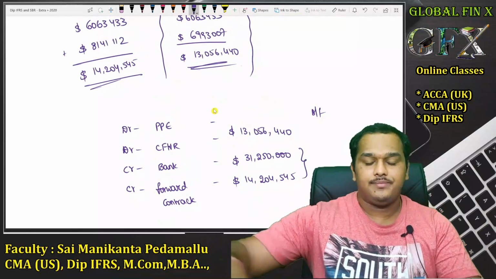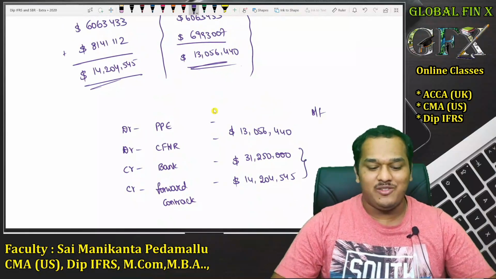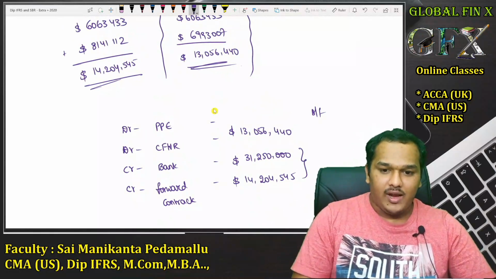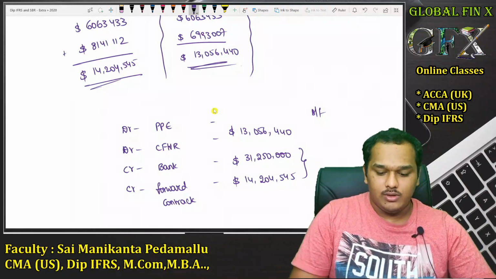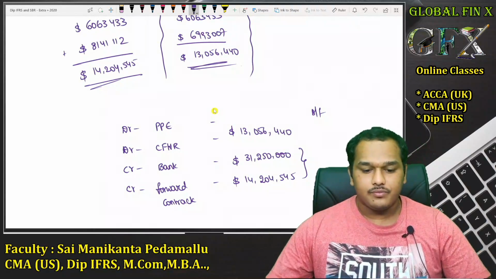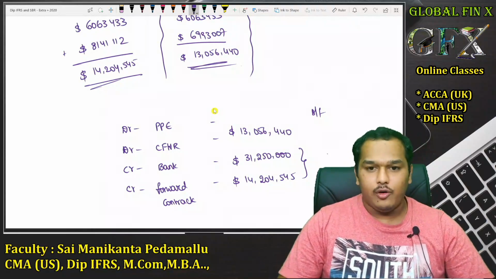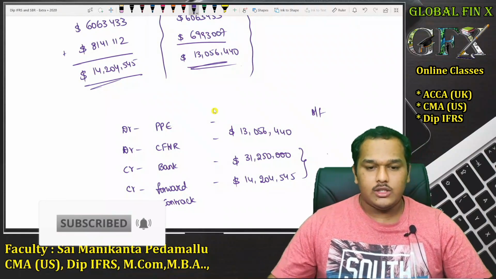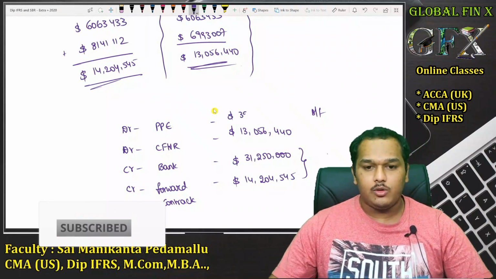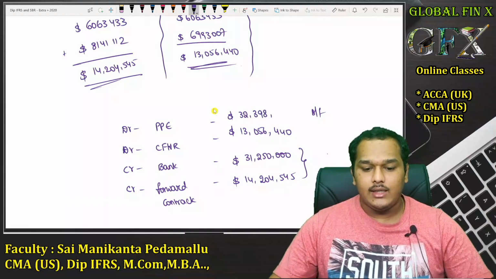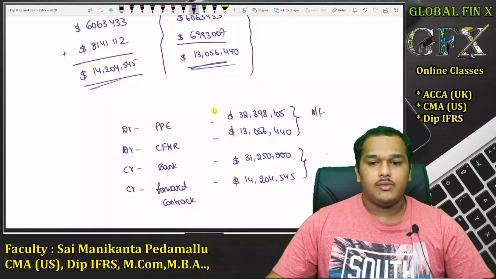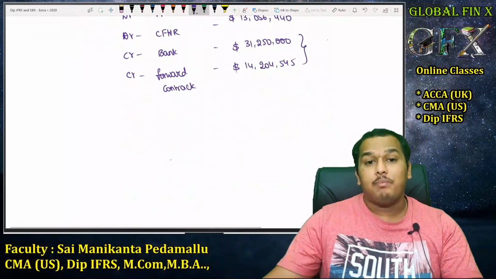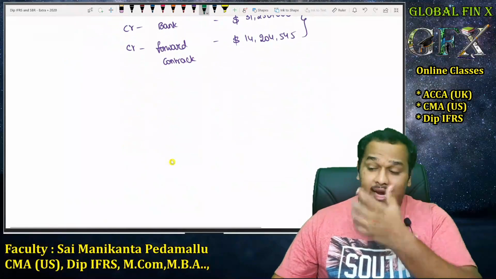So how much is it? I'll tell you how property, plant and equipment value also comes. Don't just think that it is a balancing figure. 14,204,545 plus 31,250,000. So that is 45,454,545 minus 13,056,440. So property, plant and equipment is equal to $32,398,105, right?